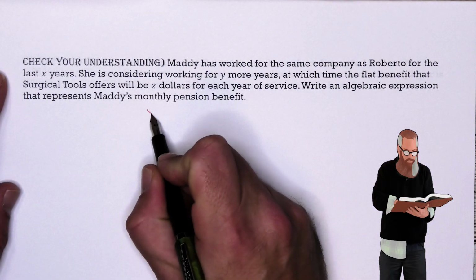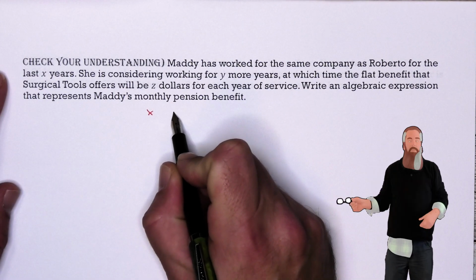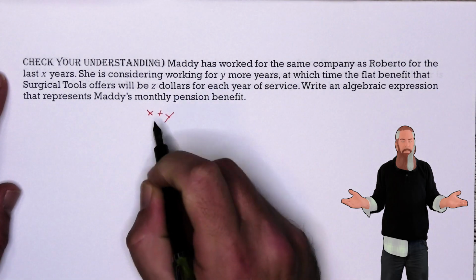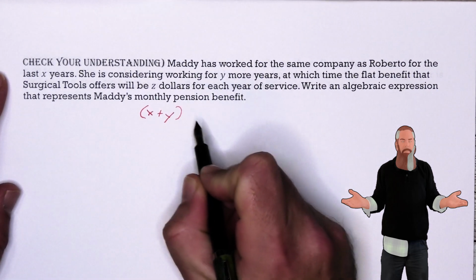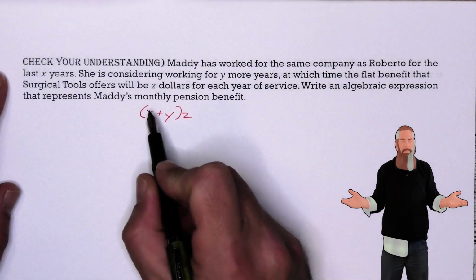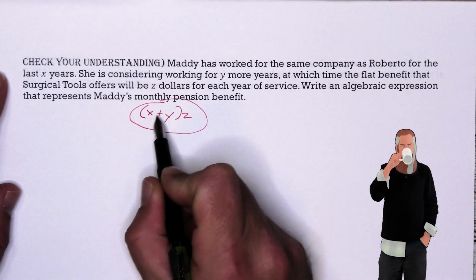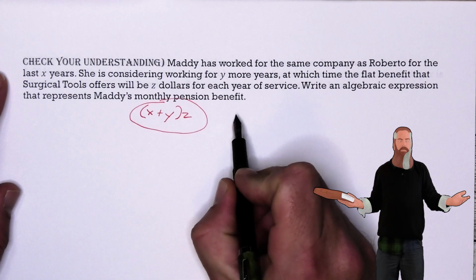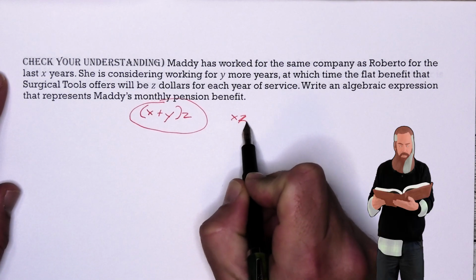She has been working there for X years and wants to work Y more years, which means we're going to add this. The total number of years will be X plus Y, and Z is the dollars that will be paid every single year, so we get X plus Y times Z, or if you wanted to distribute it, XZ plus YZ.